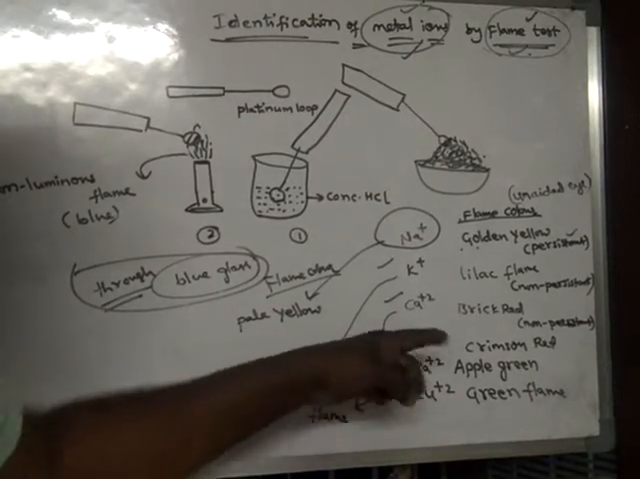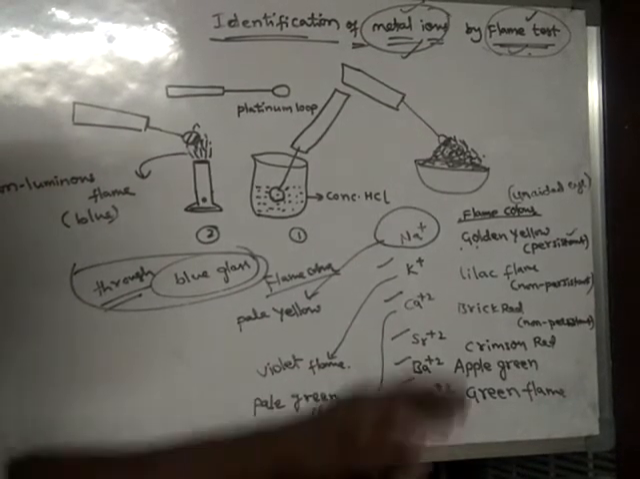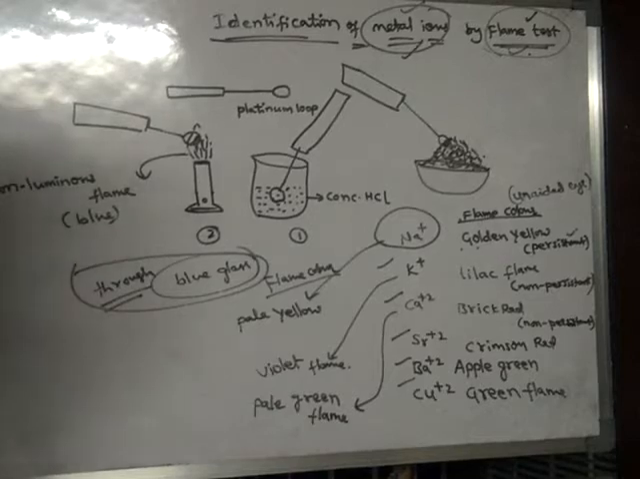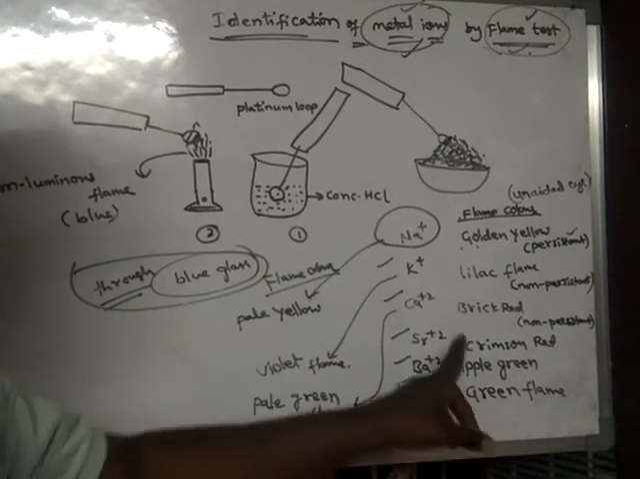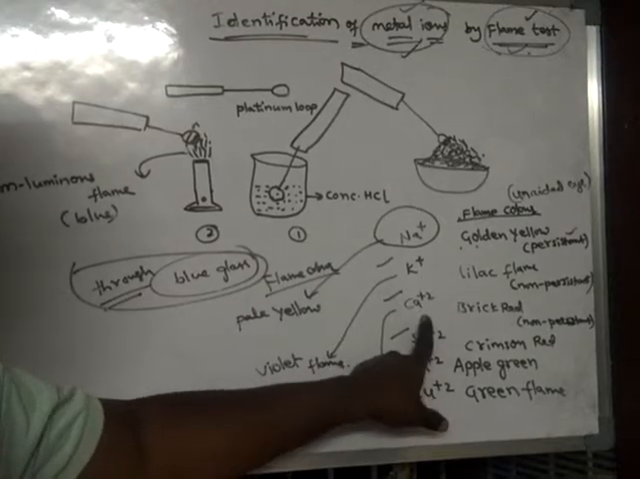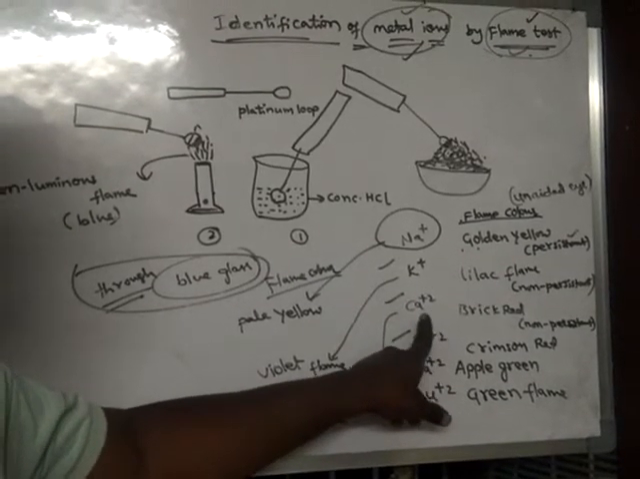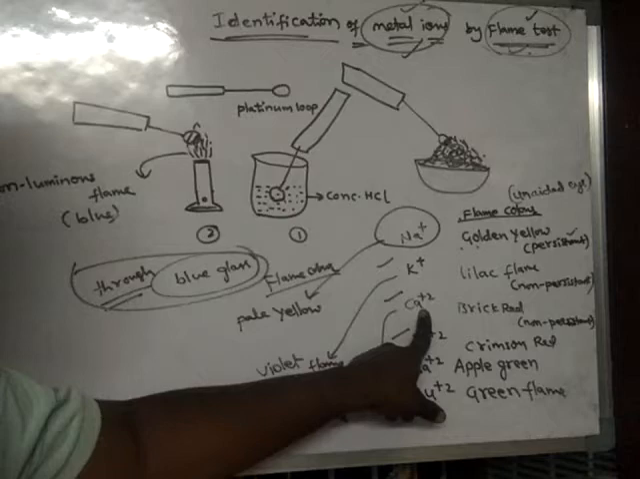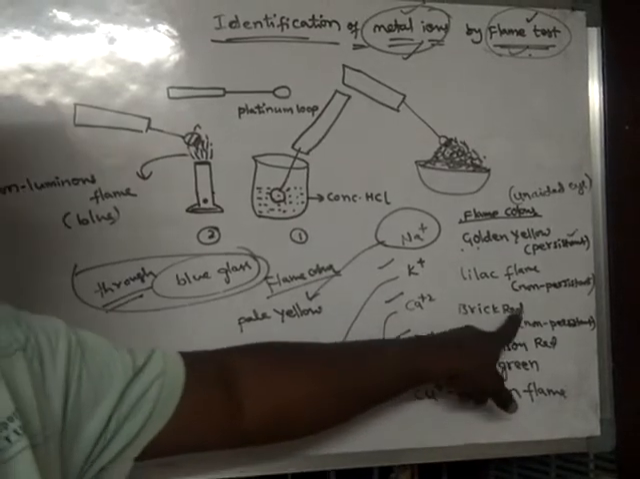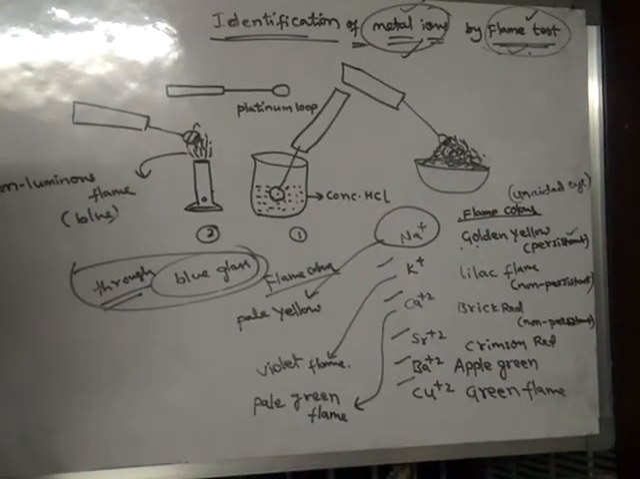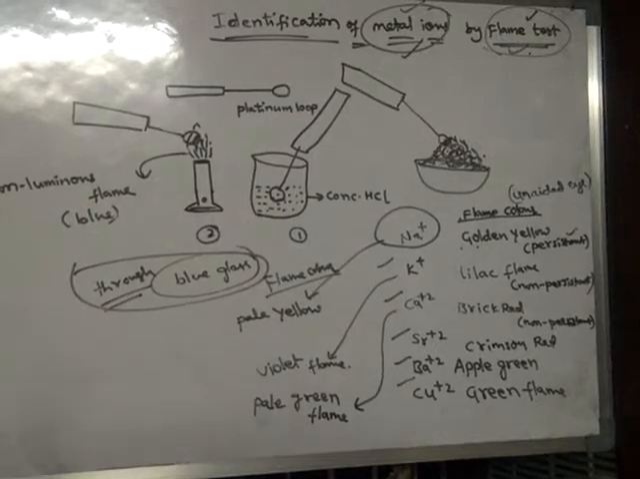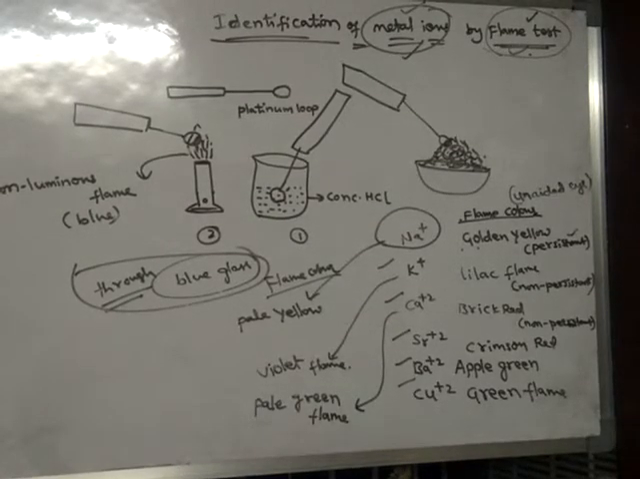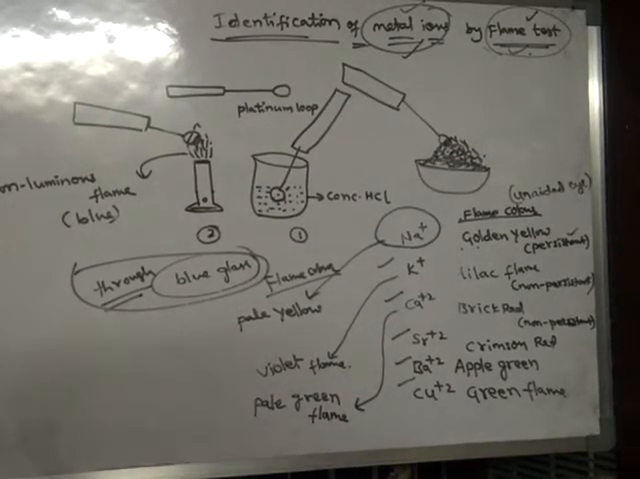If we observe with our naked eye, that means without the help of any screens or glass, if you directly observe with your eye, the calcium ions will produce a brick red color in that flame. In this way, different ions can be identified with the help of a flame test.